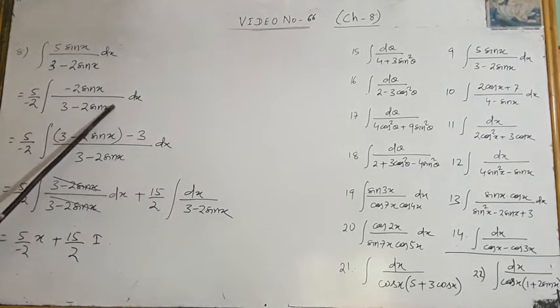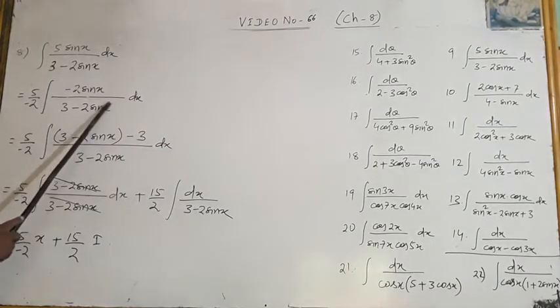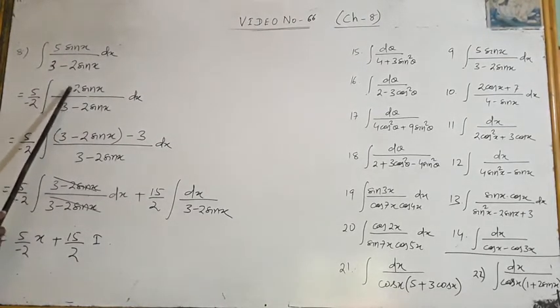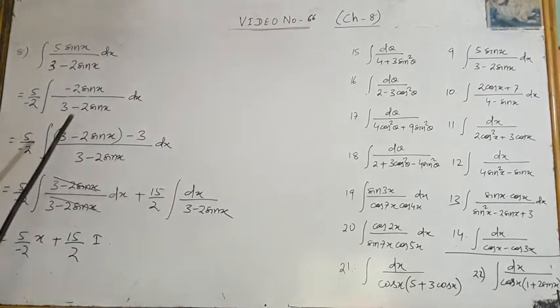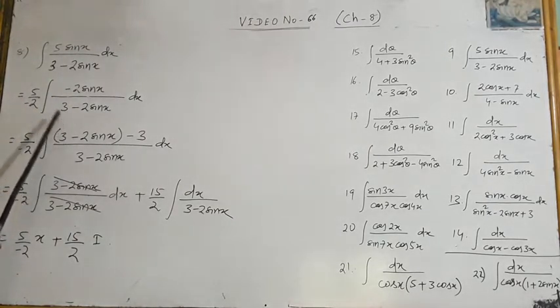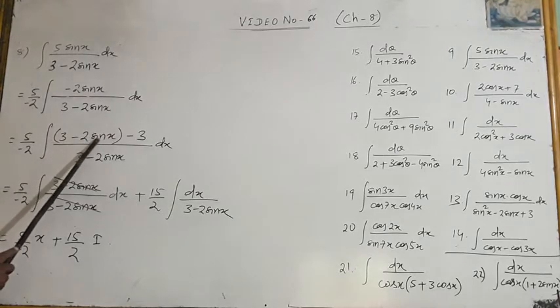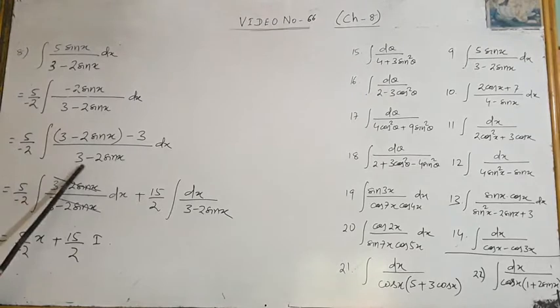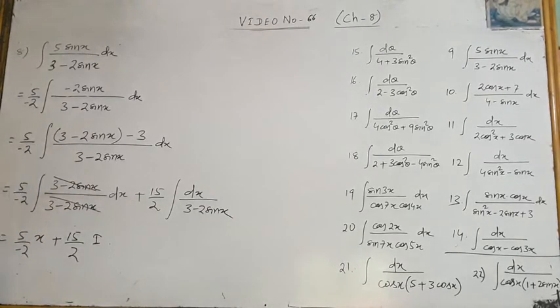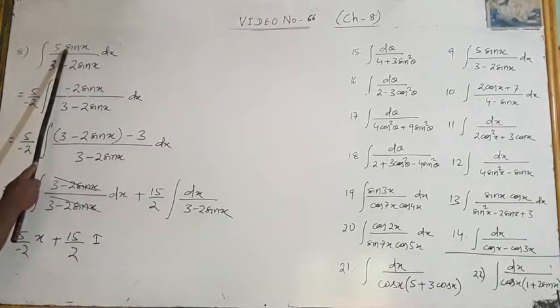Now in the denominator it is 3 minus 2 sin x and in the numerator it is minus 2 sin x. What you have to do? You have to just add 3. So it becomes 3 minus 2 sin x minus 3, divided by 3 minus 2 sin x. Then 5 by minus 2. Look here, the 3s will cancel. 5 by minus 2 into minus 2, it will be 5 sin x, which is in your question.